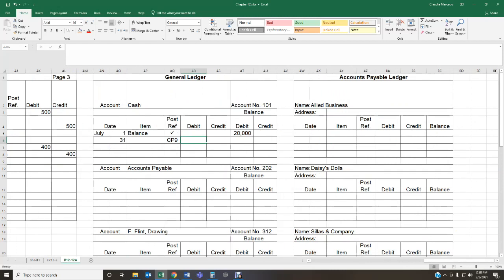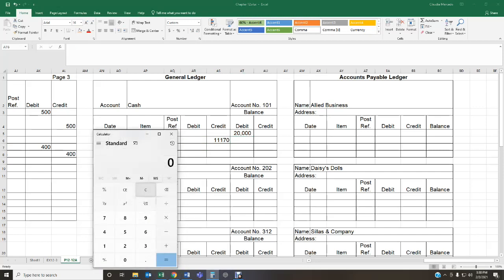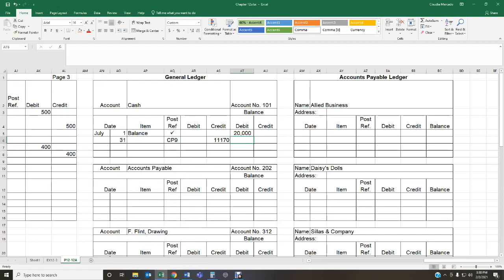Okay, so I've got CP9, and the amount of the credit is 11,170. Now my balance is 20,000 minus 11,170. That will give me 8,830. That would be the ending balance for my cash account. So I started off with $20,000 in the bank, and then I'm left with $8,830 in the bank.